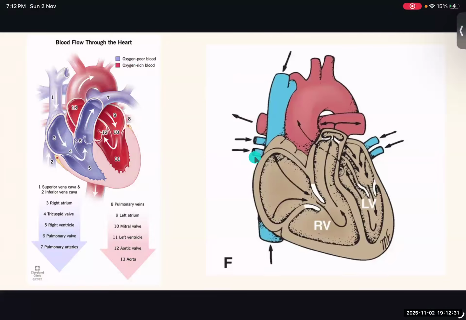And now, this is again just a further simplification. We'll have deoxygenated blood traveling through the right atrium into the right ventricle through the tricuspid valve, and then into the pulmonary arteries through the pulmonary valve, back into the heart, into the left atrium, because it's now oxygenated, through the mitral valve, into the left ventricle, and then into the aorta through the aortic valve. Is that clear to everybody? I'm going to assume that it's clear.